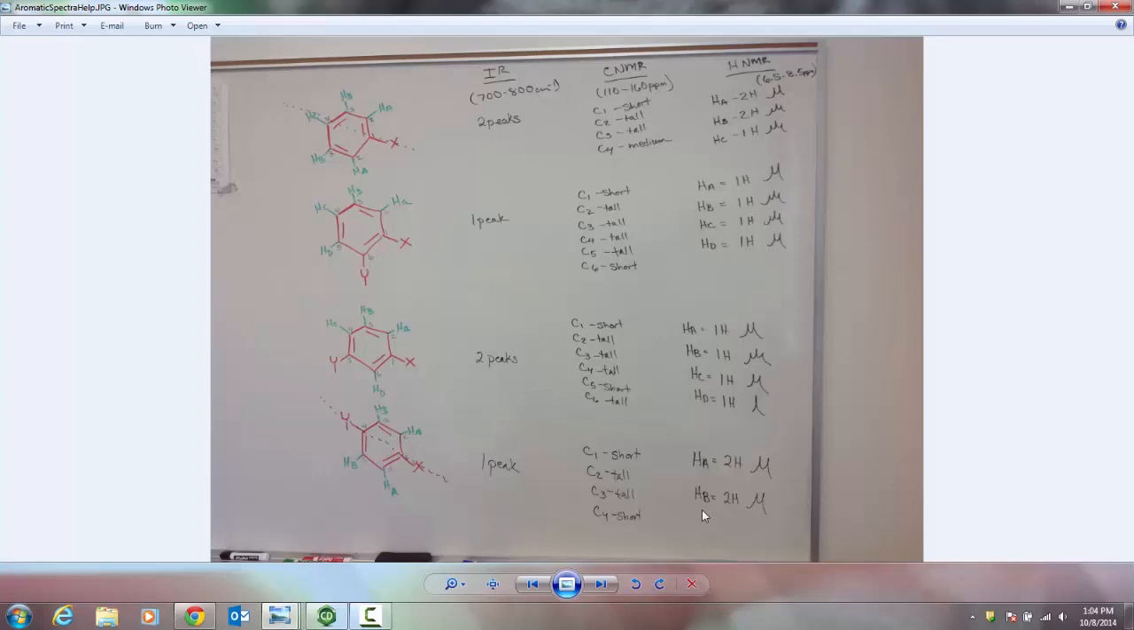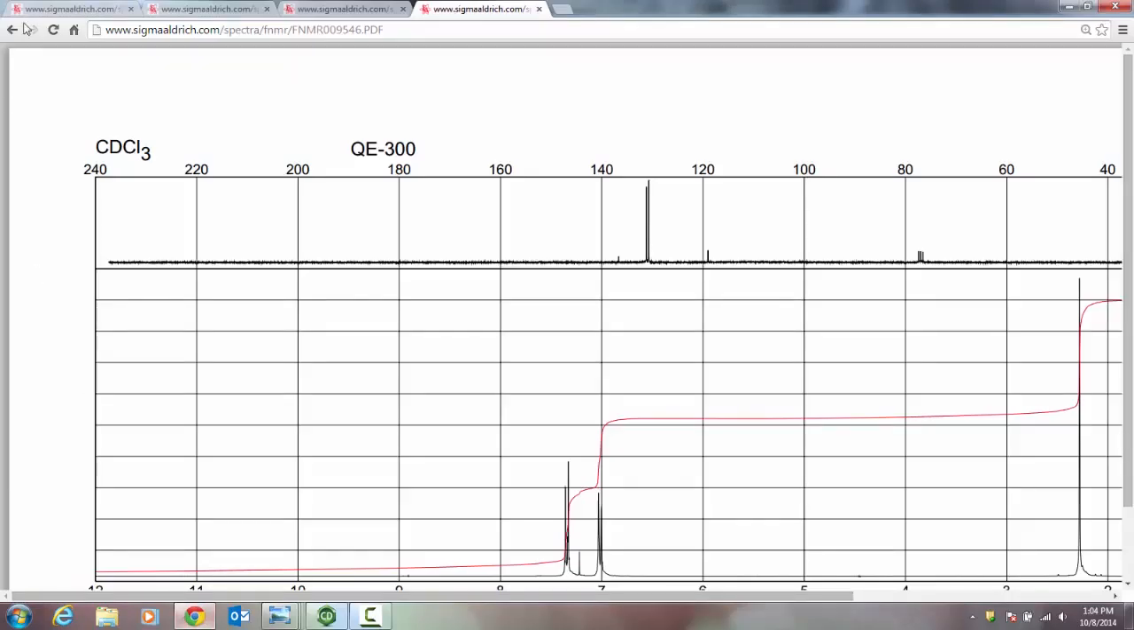I thought it might help to look at individual spectra to compare these things. So we're going to go online and go to sigmaaldrich.com.